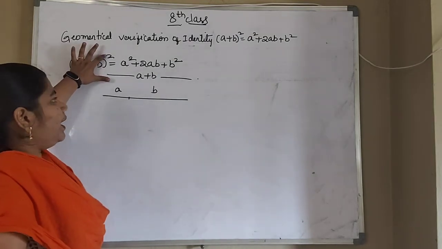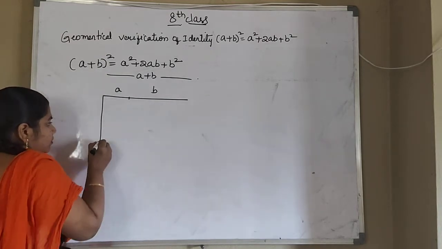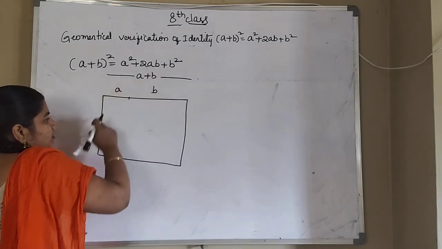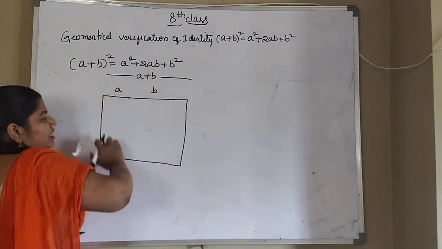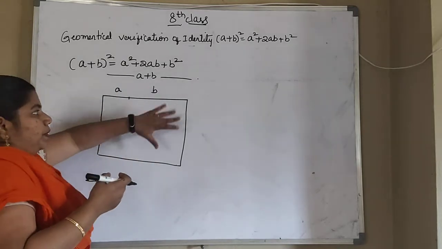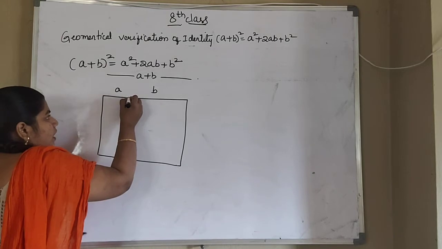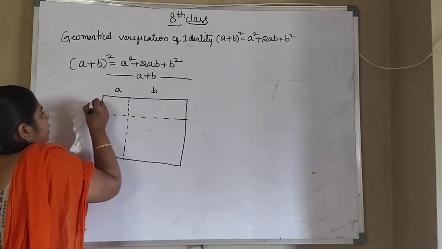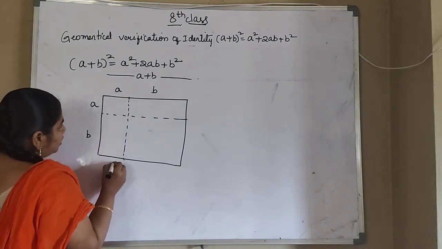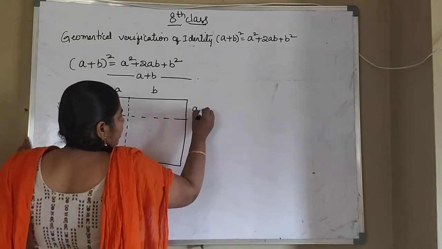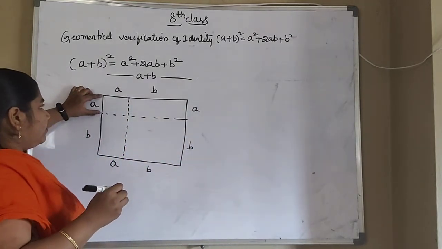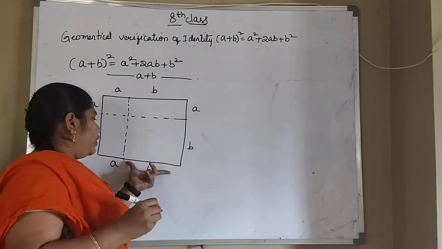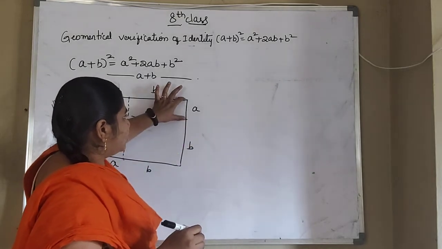(a + b) square means we draw a square with the help of this. So this is (a + b) whole square. I hope you are understanding. Now I am drawing one line here, and also one line here. So here it will be a, b, a, b. From here to here is the a line, from here to here is the b line. In the same way, from here to here the a line, from here to here the b line, and this is the a line.